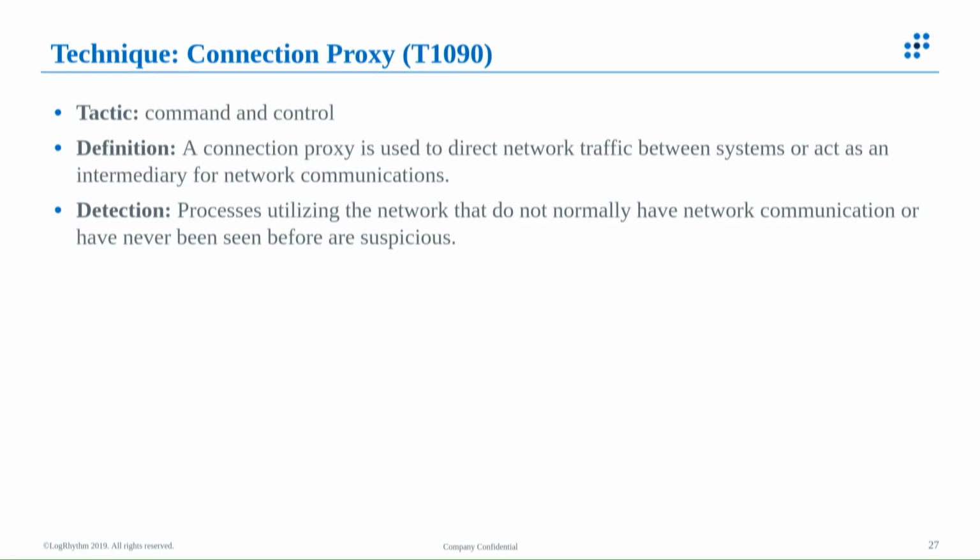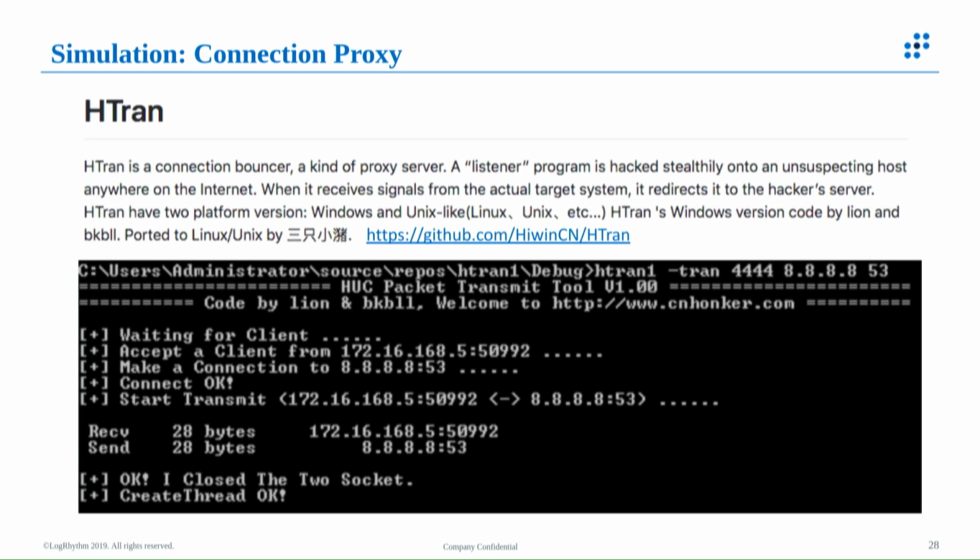So now we're going to connection proxy. The tactic is under command and control. The definition for MITRE is a connection proxy is used to direct network traffic between systems or act as an intermediary for network communication. And so detection is a process utilizing the network that does not normally have network communications or has never been seen before or is suspicious. So Dan actually tested this one using HTRAN, which is one of the software utilities pointed to within the MITRE technique. And that's why we chose HTRAN.